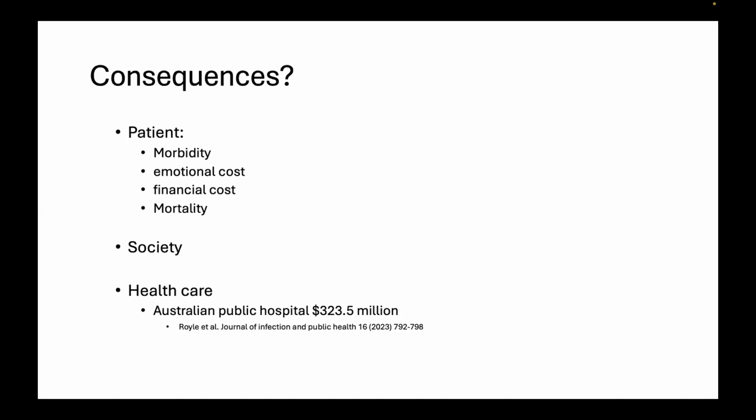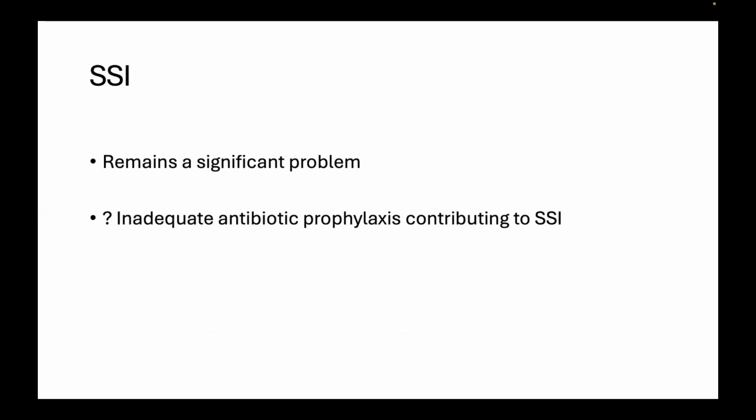There was a cost analysis study, and it was estimated that over $300 million per annum is the cost to the public health system in Australia, due to increased length of stay due to surgical site infections. So surgical site infections have decreased, but they still remain a significant problem. This decrease in infection rate is probably seen not only from starting and improving antibiotic prophylaxis, but also in surgical technique. But we do still see that 3% incidence of surgical site infections.